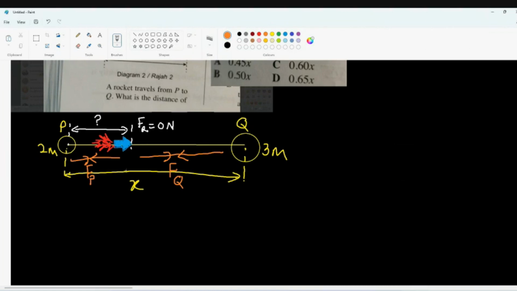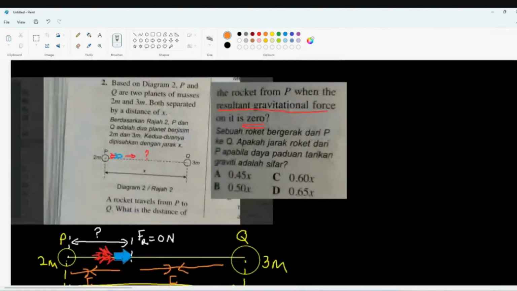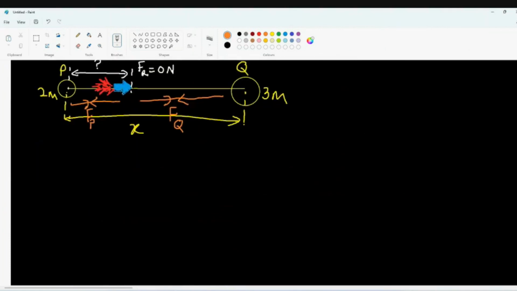Okay. So this is the force that exists between the rocket and the planet. The question is asking about the resultant gravitational force on the rocket being 0. So the rocket is our reference object. Then we are talking about the force pulled by the planet P towards the rocket, which is FP, and the force by the planet Q towards the rocket, which will be FQ, right?